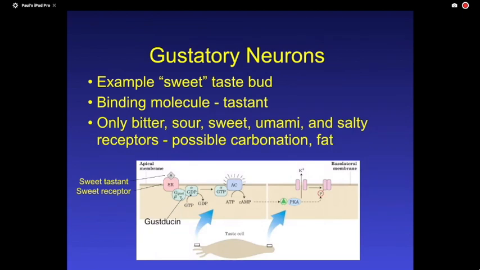Let's taste. Okay? We're going to have an example of the sweet receptor. There's a debate about how many receptors there are. Before, way back when, it was bitter, sour, sweet, and salty. We've got a couple other receptors that are being purported as being there. A fat receptor, possibly a carbonation receptor, and then one I can't pronounce. And so, all right. So a sweet receptor.